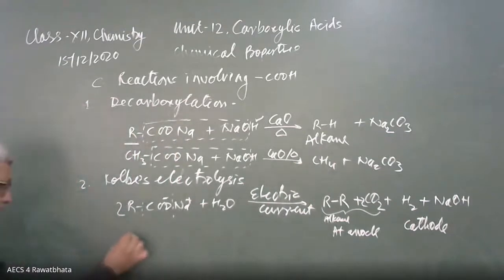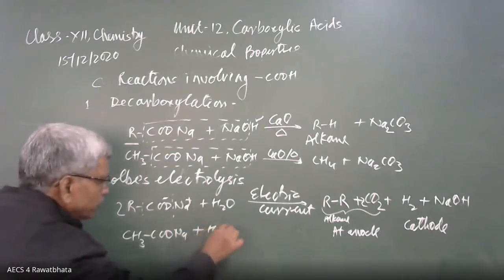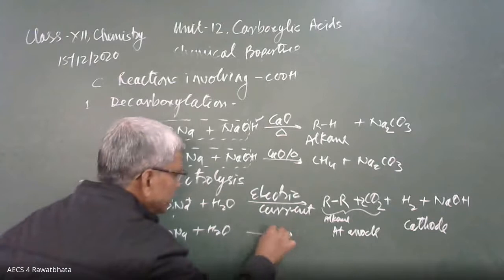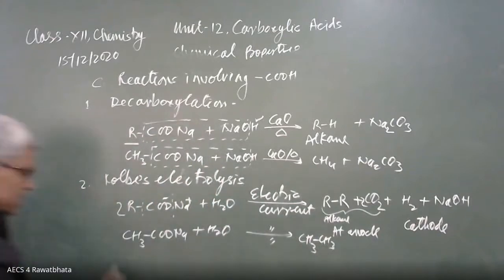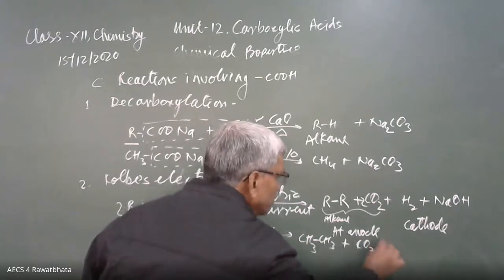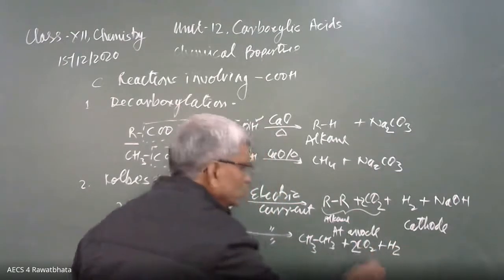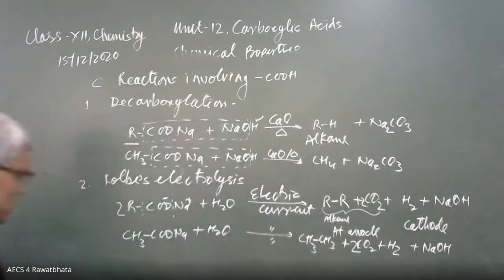We can go for a specific reaction. CH3COONa plus H2O, its water solution is electrolyzed, electric current is passed. We are going to get CH3-CH3. See that the CH3, this alkyl part, has one carbon. That's why we get CH3-CH3, ethane, plus 2CO2 plus H2 plus NaOH. The reaction is not balanced. Hydrogen we have to balance. Please check the twice of this.